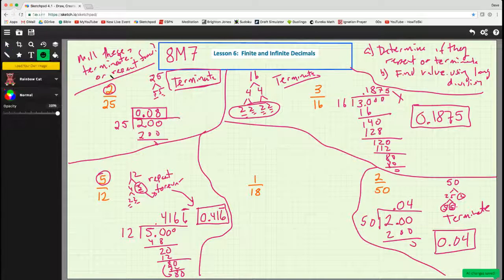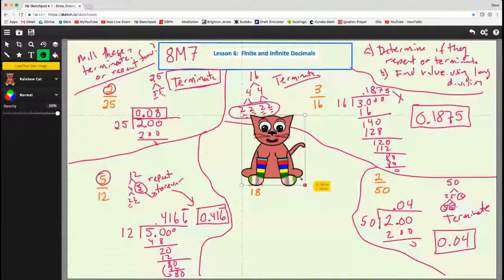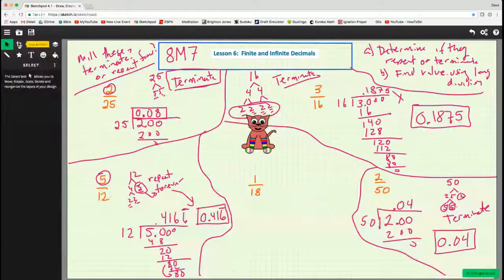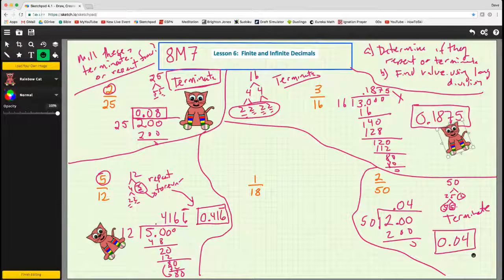And you know what I forgot to do here? We got to lay down our happy cats. Happy cat, happy cat, happy cat, happy cat.